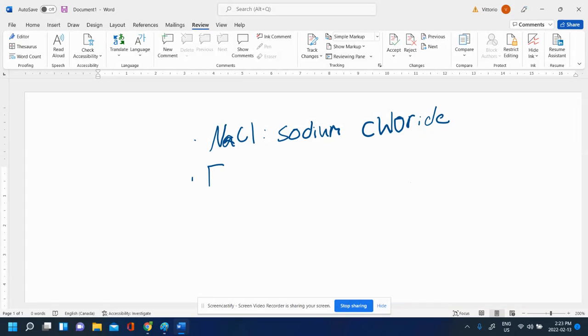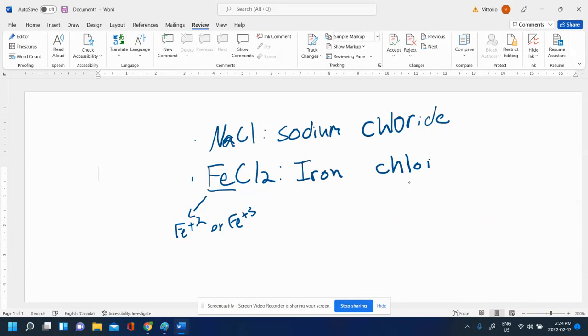So the problem would arise when you have something like this. Let's say I have FeCl2. Now for this one, iron could be Fe+2 or Fe+3. So when I'm naming it, I have to make sure I know which one I'm dealing with, and I have to indicate that. If I'm naming this as iron chloride, that's not 100% correct because I don't know which version of the iron I have in there. So I have to put in brackets which iron I have.